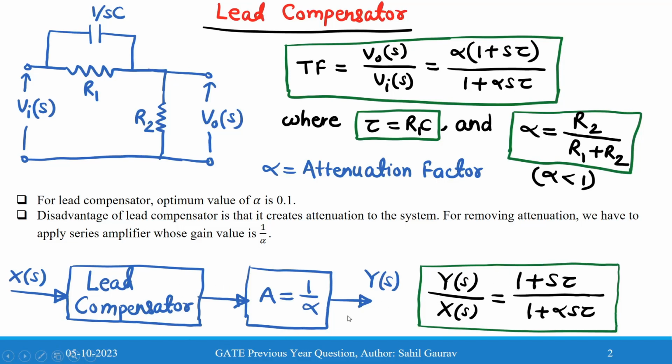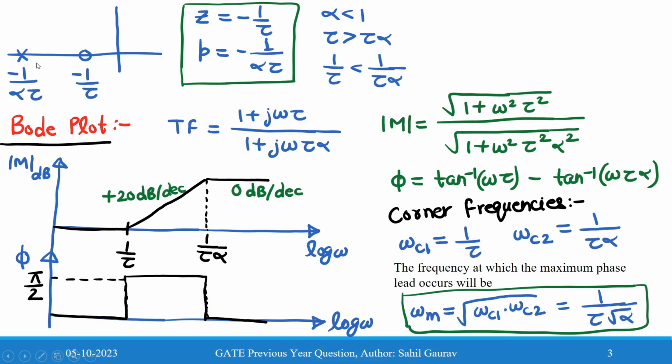For this block diagram, we get the transfer function Y(s)/X(s) equal to (1 + s tau) divided by (1 + alpha s tau). Now, if we want to plot these zeros and poles on the s plane, we do it like this. Since the attenuation factor is less than 1, tau is greater than tau alpha. Therefore, 1 divided by tau is less than 1 divided by tau alpha. So the zero will be near the imaginary axis and the pole will be away from the imaginary axis.